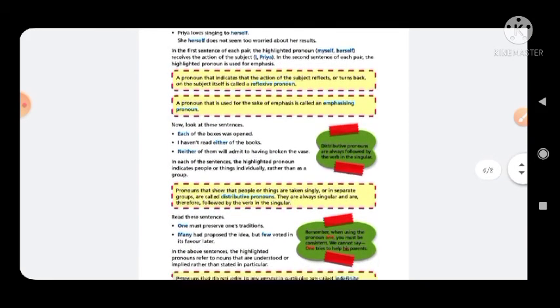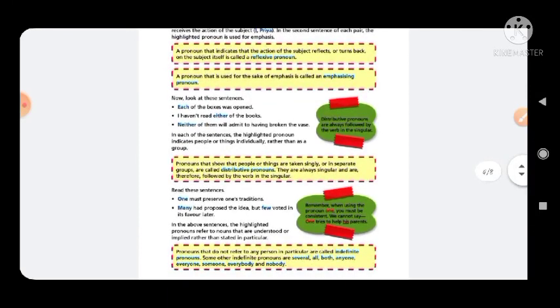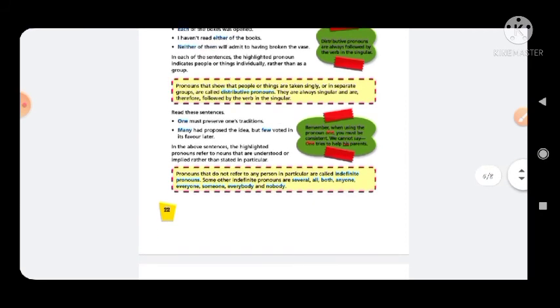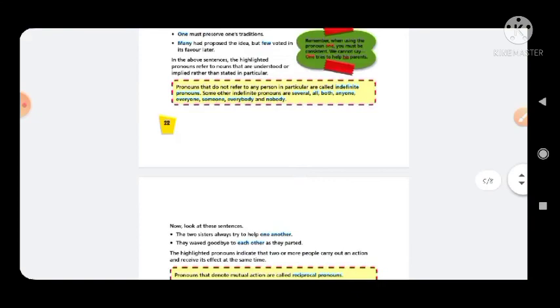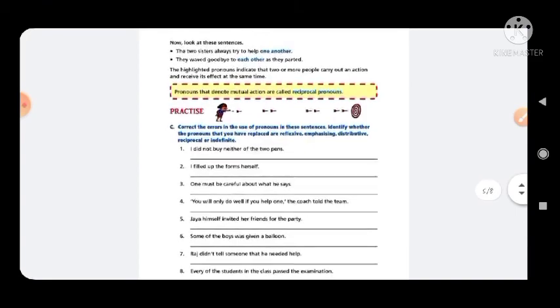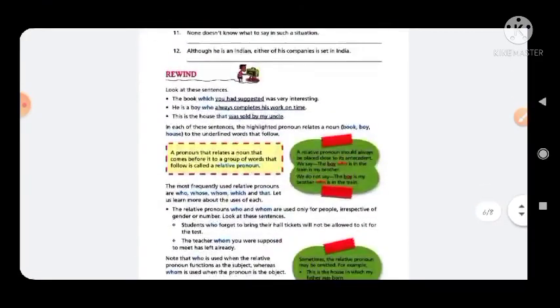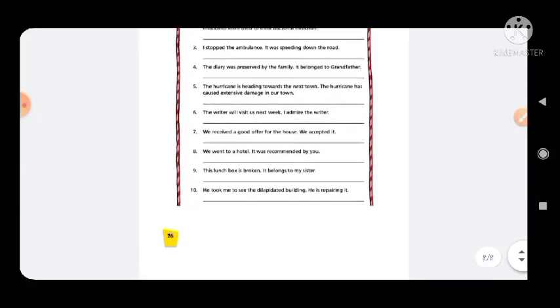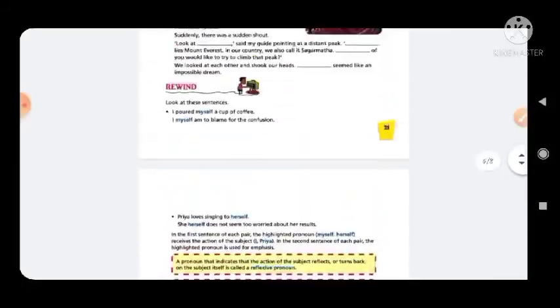And after that you learned about the distributive pronoun, how you can use it in a sentence, and how you can identify the distributive pronoun in a sentence. Now I have told you about the indefinite pronoun and which words are used as indefinite pronouns. In the next video I will explain the reciprocal pronoun and relative pronoun, and the remaining pronouns I will tell you in the next video.